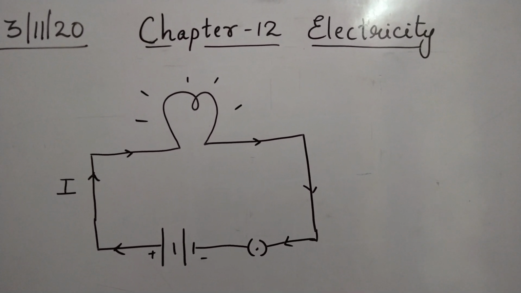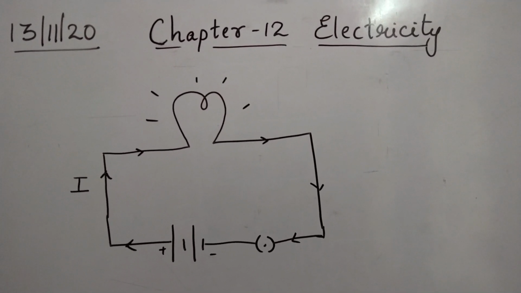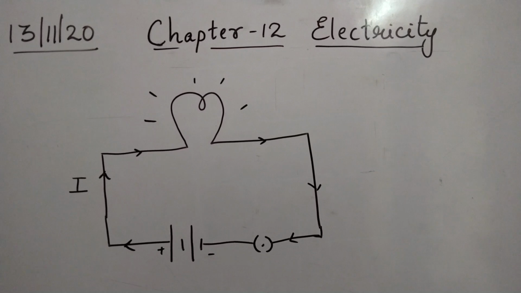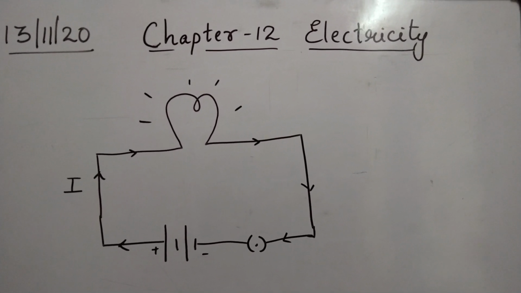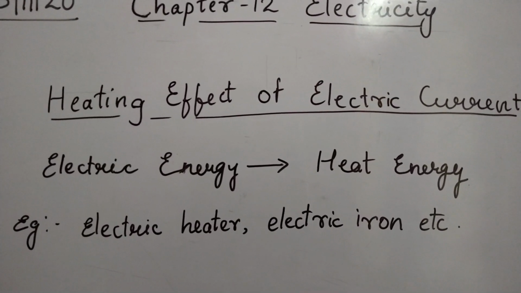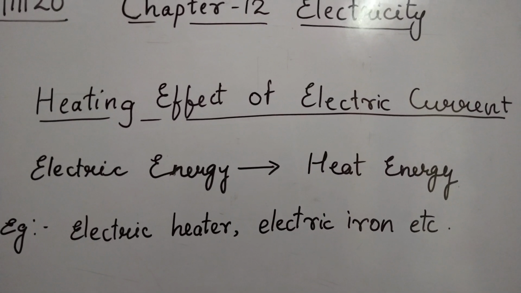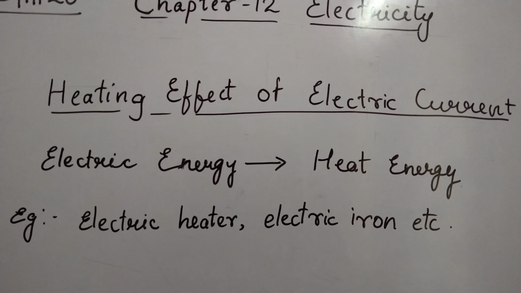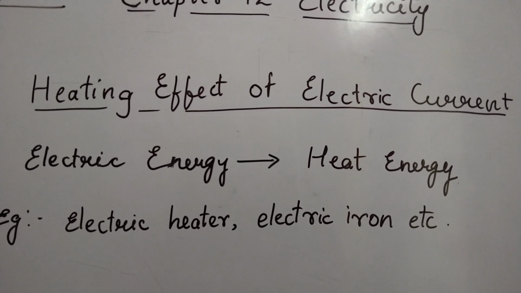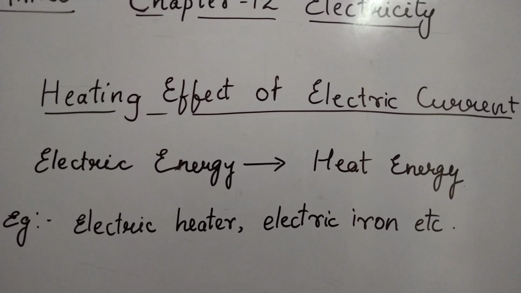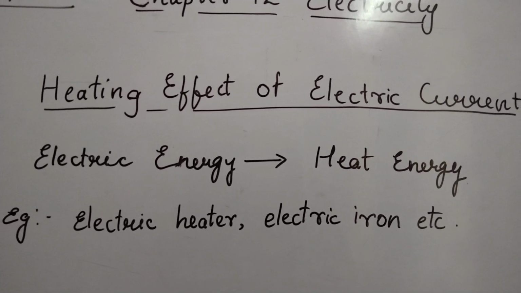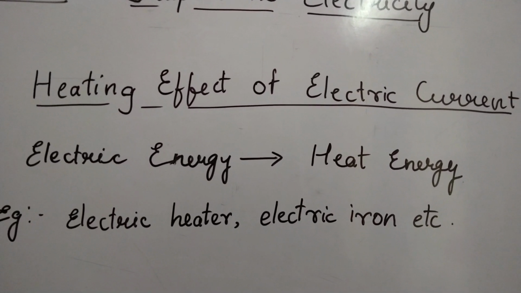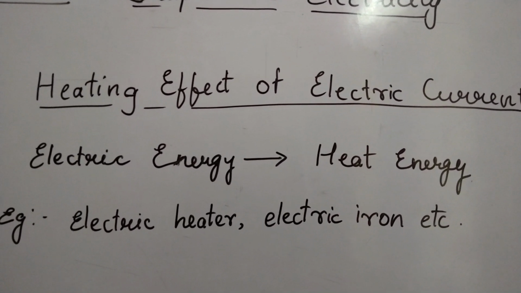So today we are going to discuss this very unique property of electrical energy which generates heat. So children, the property is known as heating effect of electric current. So the conversion of electric energy into heat energy is known as heating effect of electric current. And this property is used in making some electrical devices. The examples are electric heater, electric iron, etc.